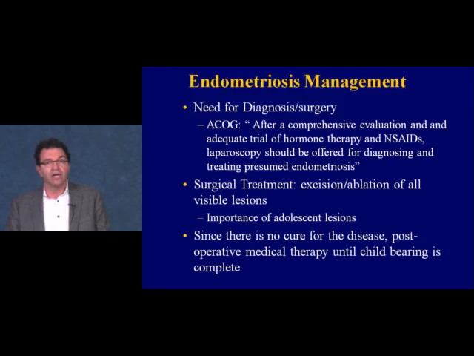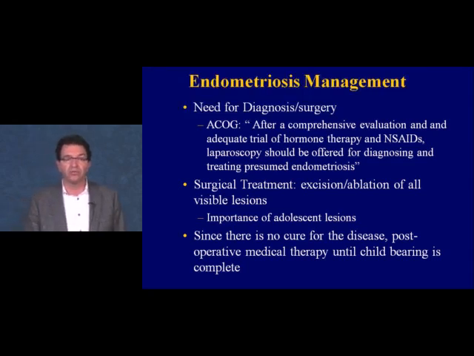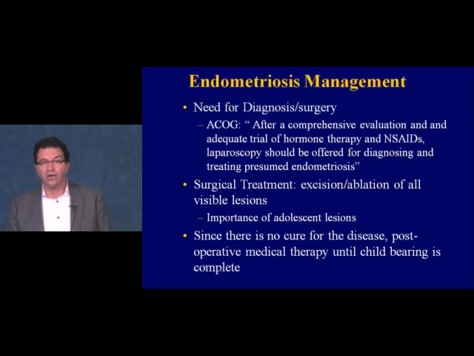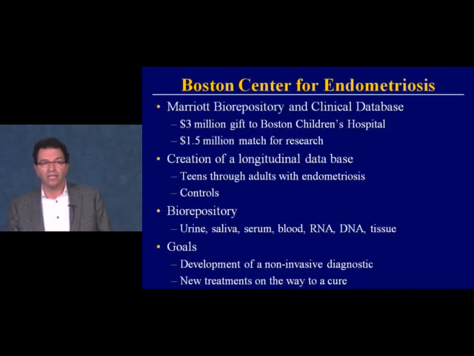So just to be clear, if a woman has pain with her periods or in between her periods, she starts with hormonal therapy and nonsteroidal anti-inflammatory agents, and if she has a persistence of pain after 2 to 3 months, then she proceeds with a laparoscopic procedure. The laparoscopy is done to diagnose and to surgically destroy all visible lesions. It needs to be done by someone who can appreciate the disease in the adolescent population. And then, since there is no cure for the disease, postoperative medical therapy is recommended until childbearing is complete.